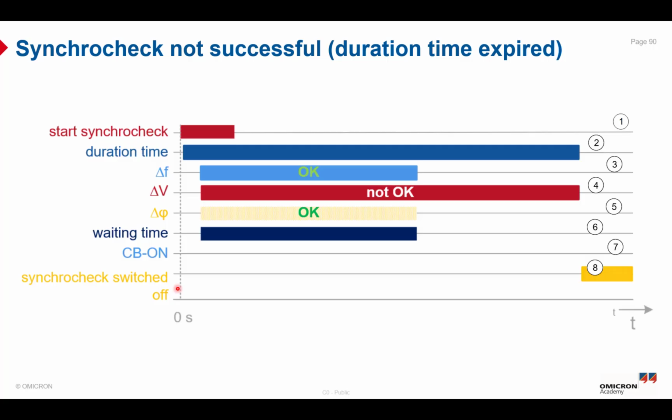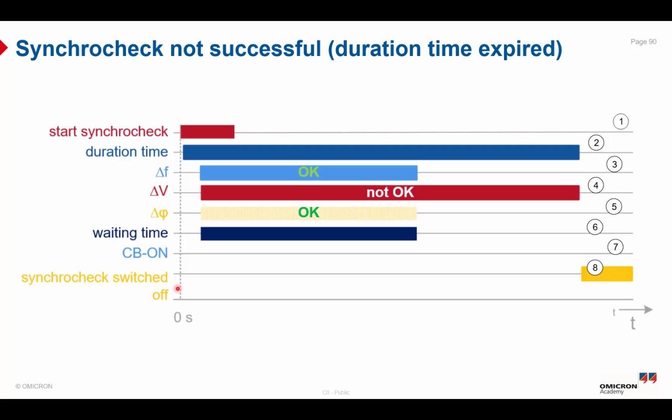So number one represents the start of the function, as we said, via an external signal, which means a binary input, or via an internal signal such as the circuit breaker on command. Number two represents the duration time. So the synchronizing device must verify all the parameters are okay in this time, and after this time the synchronizing device will switch off the Synchrocheck function. Okay, number three here, the delta F was okay, delta V was not okay in number four during the waiting time, and number five represents delta phi, which was okay.